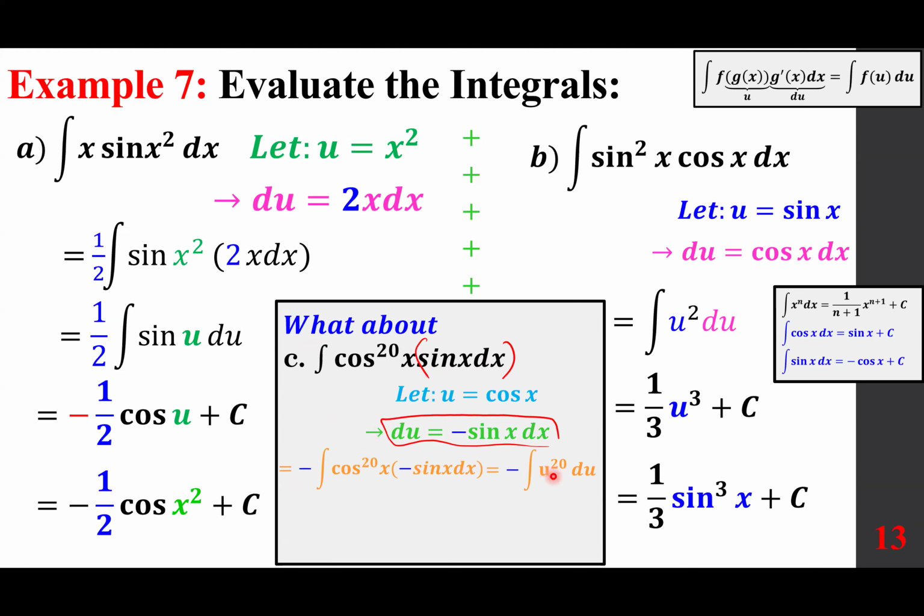This is 1/21 u to the power of 21 and a constant. Again, we keep the negative sign. So negative 1/21 u to the power of 21 plus a constant, where u is replaced by cosine. And the final answer is negative 1/21 cosine to the power of 21 x plus a constant.